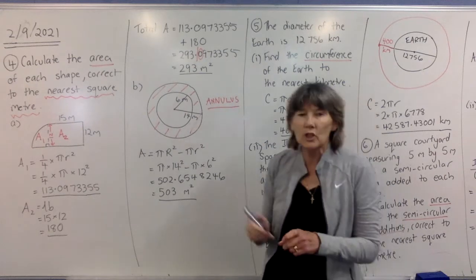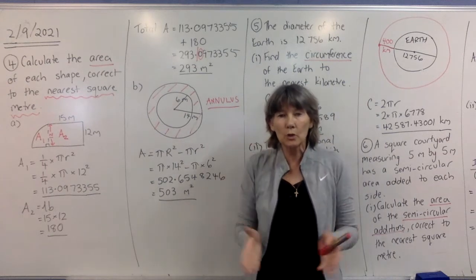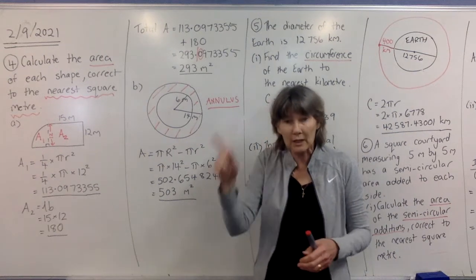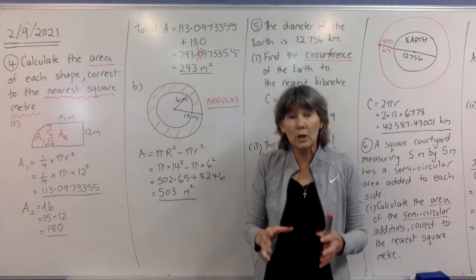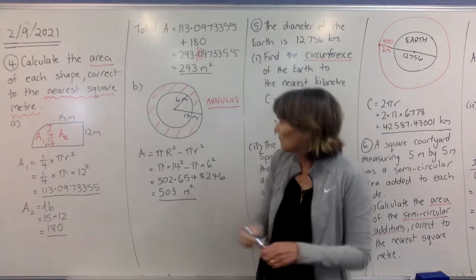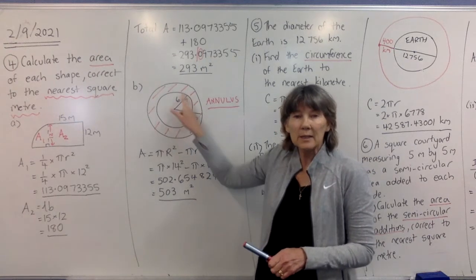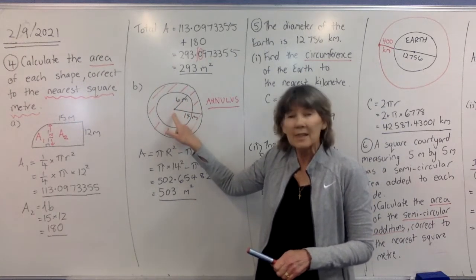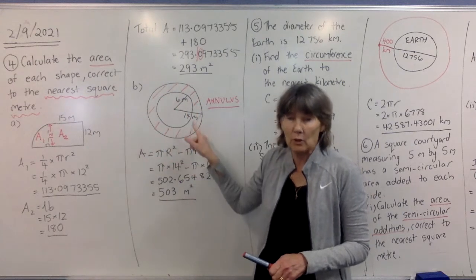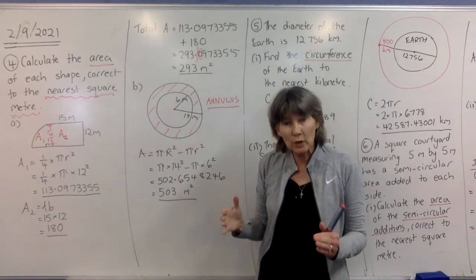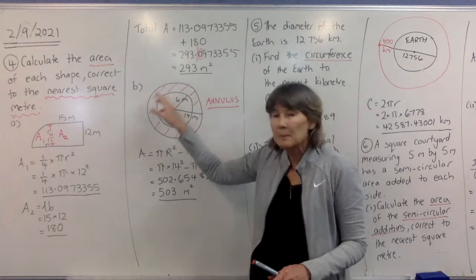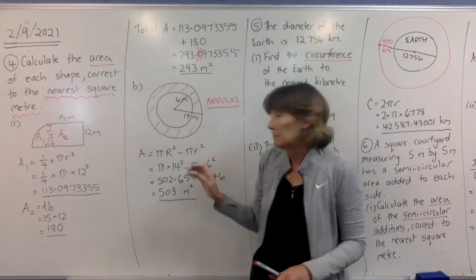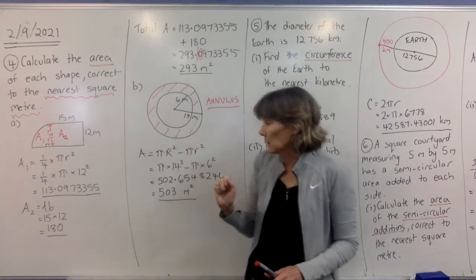Now this next one, this shaded area, is called an annulus. An annulus just means that you have two circles, they're called concentric circles. Concentric circles share the same centre. So that centre is the centre of the small circle, but that centre is also the centre of the big circle. So we have concentric circles, and the area between them is called the annulus. So we're finding the area of that annulus.